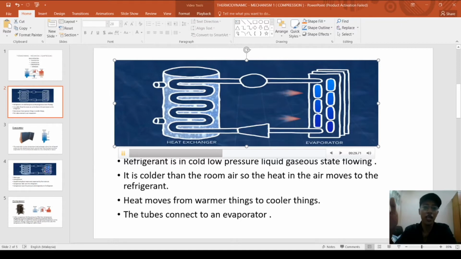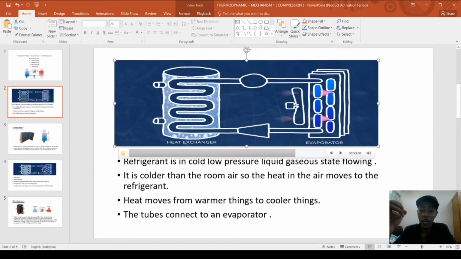Many fans are designed to increase the absorption of heat from the warm air into the cool refrigerant. The purpose of the fan in the video is to amplify the absorption by increasing the flow of room air over the evaporator, so they will increase the refrigerant's temperature.